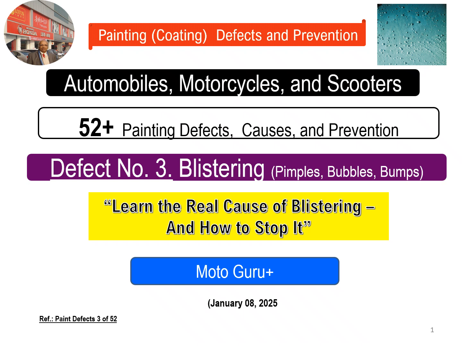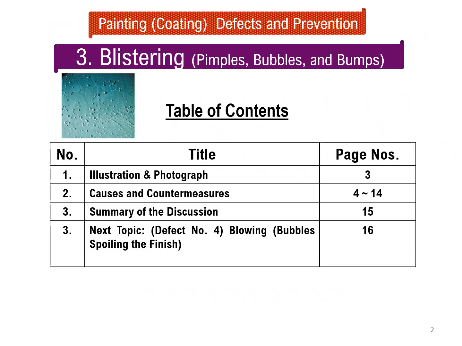Let us talk about another important painting defect, that is blistering. Under this topic, we shall talk about number one, illustration and photograph, number two, causes and countermeasure, number three, summary of our discussions, and the last one is introduction to the next topic.